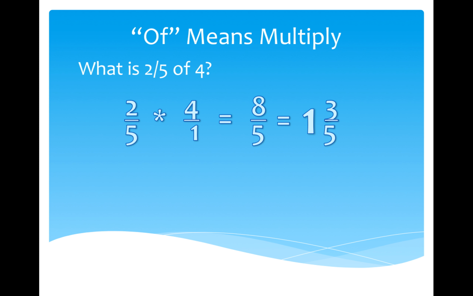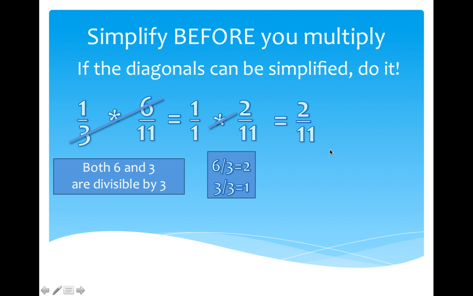Remember, we talked about this before, of means multiply. So when somebody asks you, what is 2/5 of 4, you've got to multiply 2/5 times 4. Now when we have a whole number and we want to make it a fraction, we put it over 1. So the whole number 4 is equal to the fraction 4 over 1. We multiply across, we get 8 over 5, and you can simplify that into the mixed number 1 and 3/5. Remember, you use Nito to turn this into this.